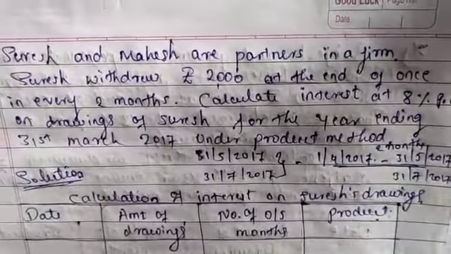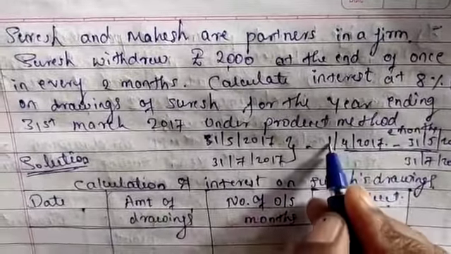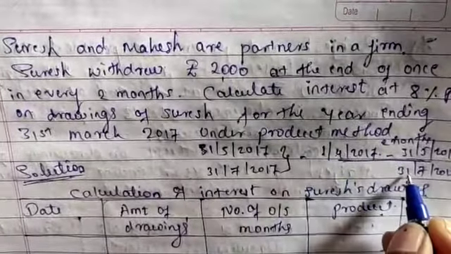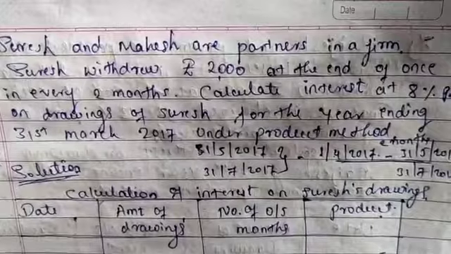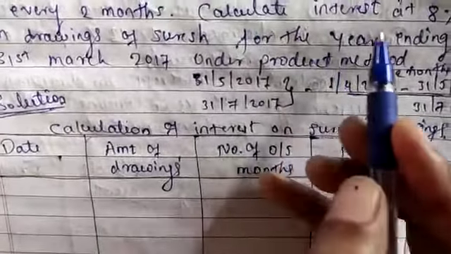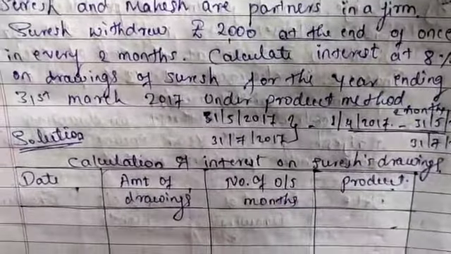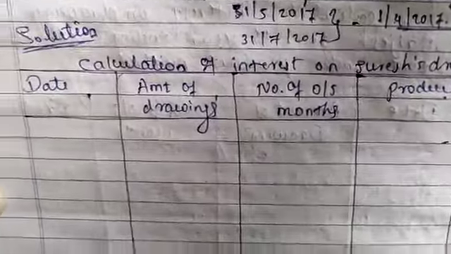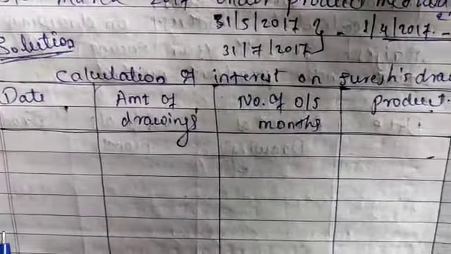In the earlier problem you took that the drawings were made on the beginning date. Now you are taking this at the end of every 2 months. So now take the dates as well as the rate of interest and number of outstanding months, and you have to calculate the product to calculate the interest on drawings. So now first take the drawings dates.